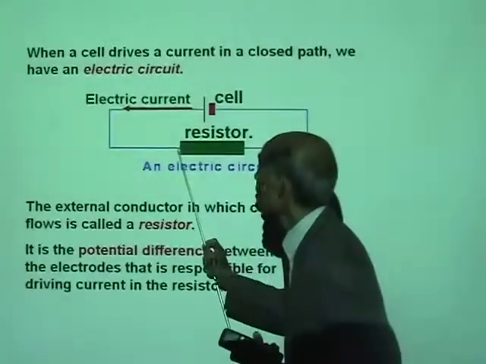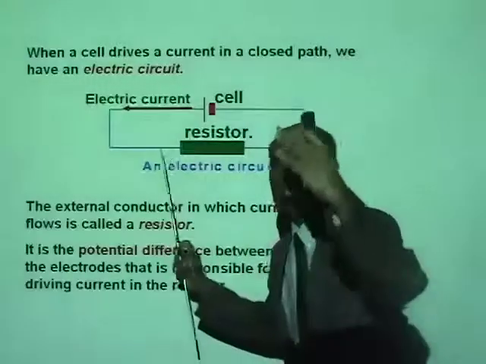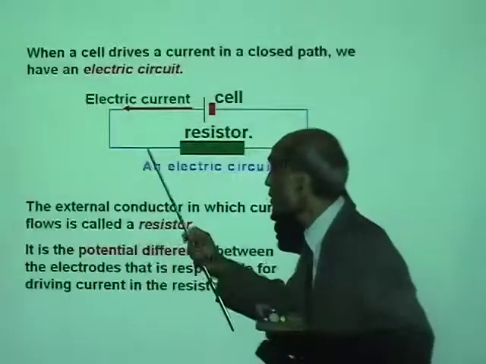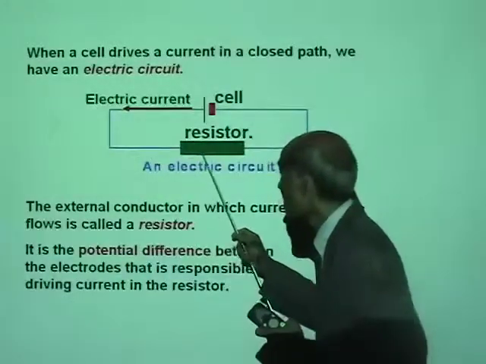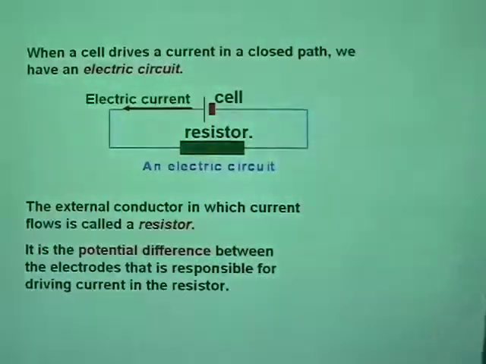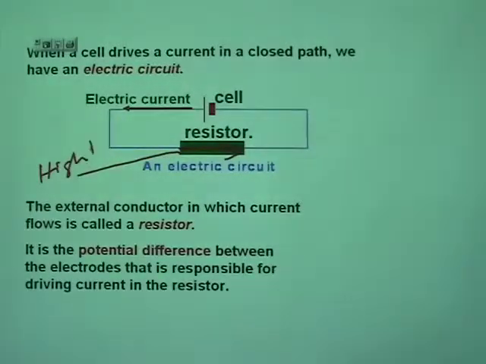So the left end of the resistor is at a high potential, the right end of the resistor is at a low potential, so the current flows from high potential to low potential. Current flows from high potential to low potential in the resistor. That's the way the current flows. Now, that's the point of high potential, you see, and this is the point of low potential.